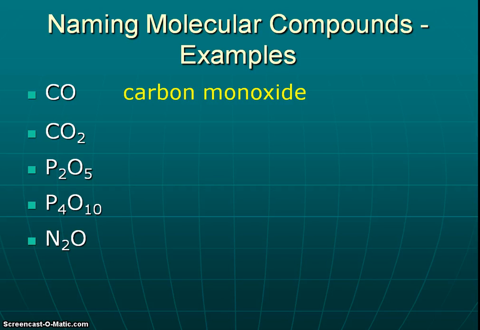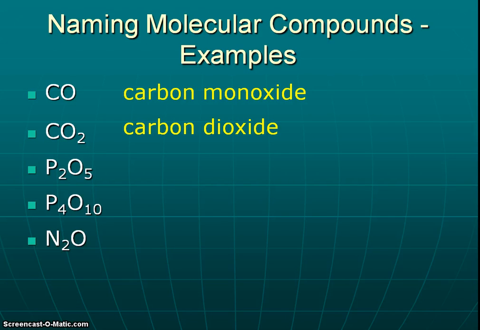For the second one, you have 1 carbon, and again, you don't use mono for the first one, so just write carbon. The second one, you now have 2 oxygens, so instead of mono, you're going to use di and still change the ending to IDE, and that's why we call it carbon dioxide.